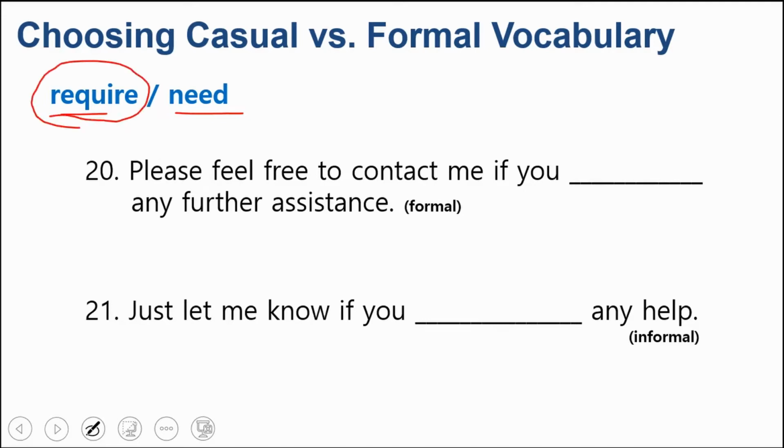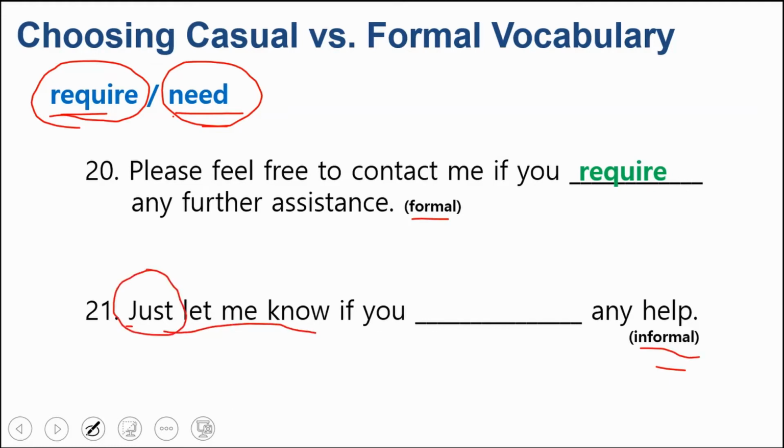Require is more formal than need, okay? Formal, informal. So please feel free to contact me if you need any further assistance or if you require any further assistance. Well, more formally, we would use require. Number 21 is more informal. We can see that again. Just let me know. We talked about that, starting a sentence with just let me know.